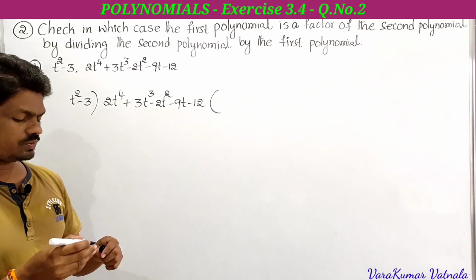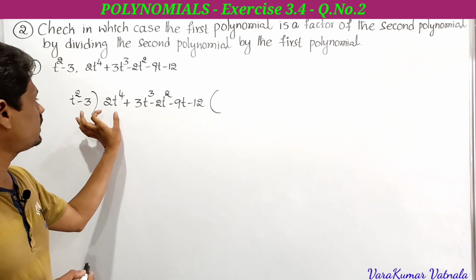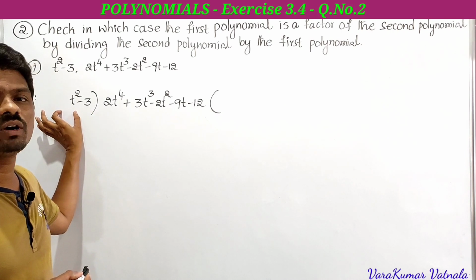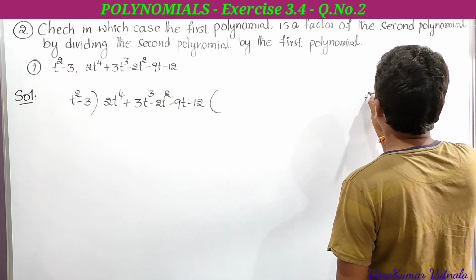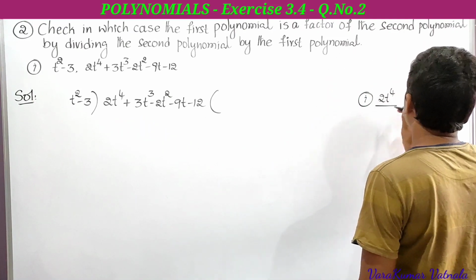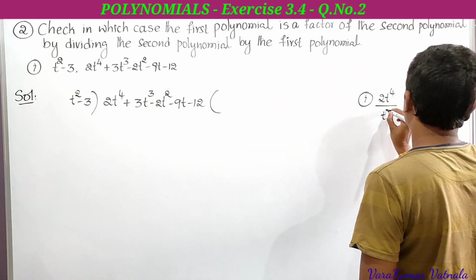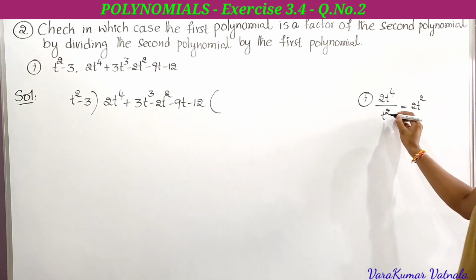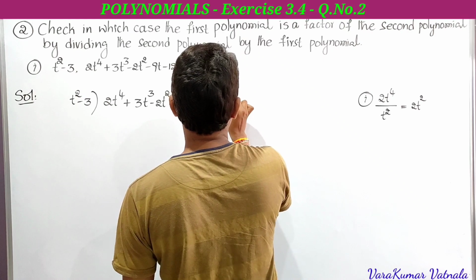Now I have to follow the steps. The first step: this is the dividend, this is the divisor. Divide the highest degree term of the dividend by the highest degree term of the divisor. The highest degree term in the dividend is 2t to the power 4, divided by the highest degree term in the divisor, t square. If you divide, you get 2t square. Write this 2t square in the quotient place.